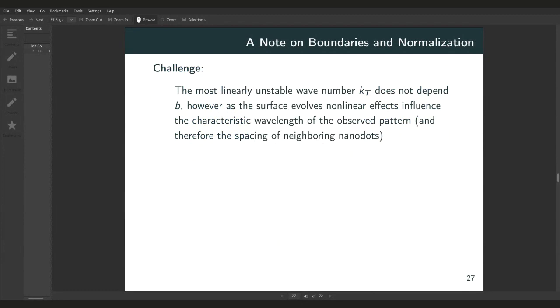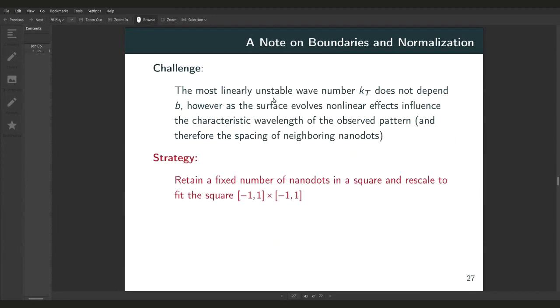So what this really means is that in some circumstances, the spacing of nearby nanodots is going to be affected by nonlinear effects. But what I'm really interested in, in this case, as a first pass, is honing in on linear effects.